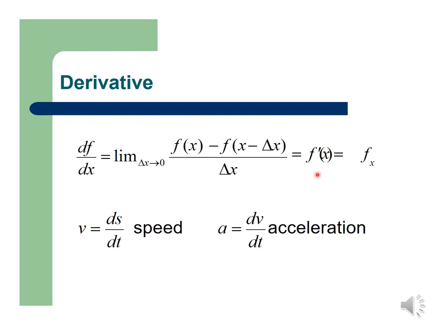The first derivative is represented by f prime of x, and in short it is also f subscript x. This is also called a partial derivative, because it belongs to only one variable. So there is one variable, so this derivative is a partial derivative, and it is shortened as f subscript x. This is the derivative we are going to apply on an image. Similarly, speed is the rate of change of distance, and acceleration is the rate of change of speed. Again, it was the example of the first derivative.